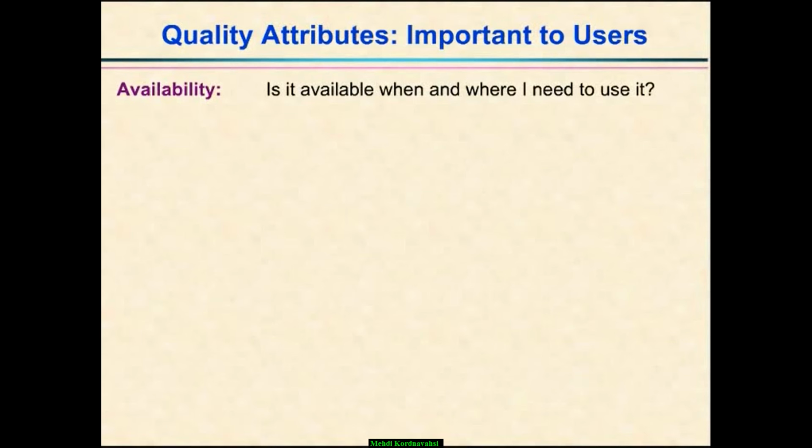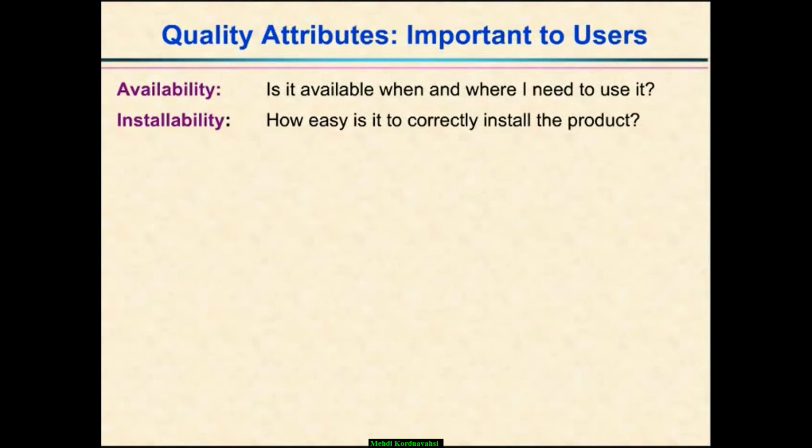Availability has to do with whether the system services are available when and where users need to use them. Availability is not black and white. Of course, everyone wants a system to be available at any time, but in reality, sometimes it's acceptable to have certain system functions that are not available at particular times or in certain locations.